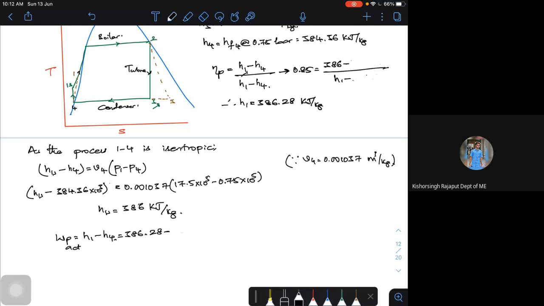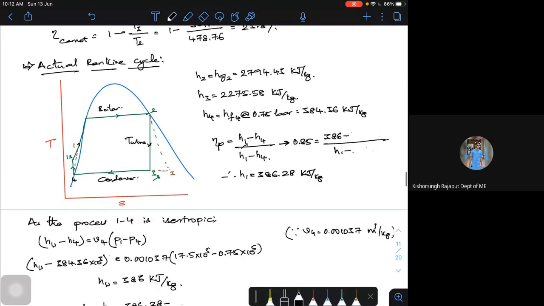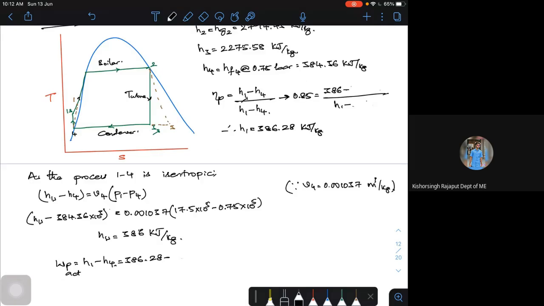So look at this. We have calculated H4, which is 384.36. This is correct. 384.36 is almost, we are getting a very similar value. So H1 is 386.28 or 29. So now the actual pump work is at 85% efficiency.